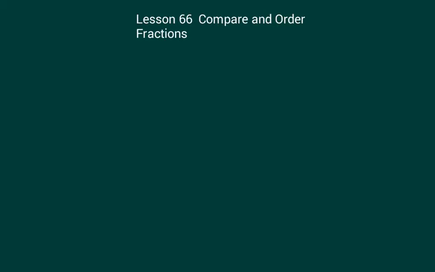This lesson is on comparing and ordering fractions, which just means given two or more fractions, make a decision about how they compare in size, such as if you're given 1/3 and 3/5, use the correct symbol to say they're either equal to each other, that one is less than another, or the other one is greater than another.